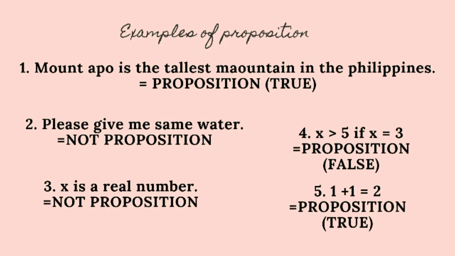X is greater than 5 if x is equal to 3. A proposition but false because 3 is not greater than 5. 1 plus 1 is 2. A proposition and true.